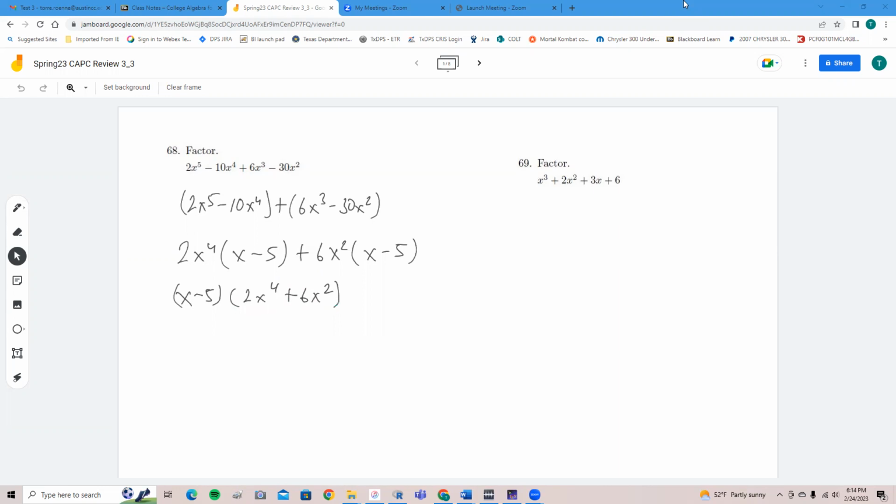Now I am not done, because these have common factors, right? And I have to factor completely. I'm not done until I've factored all the way down to prime polynomials, right? So here I have an x squared in common, and I have a 2 in common. That is, this is divisible by 2, this is divisible by 2. So I'm going to pull that 2x squared out, way out to the front, leave the x minus 5 alone. And notice that when I take 2x to the fourth divided by 2x squared, I'm left with x squared. And when I take 6x squared divided by 2x squared, I have a 3.